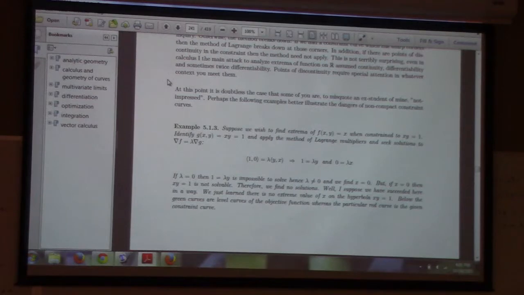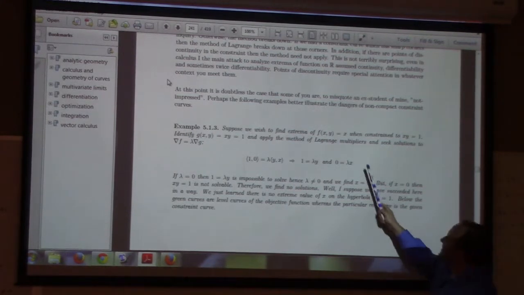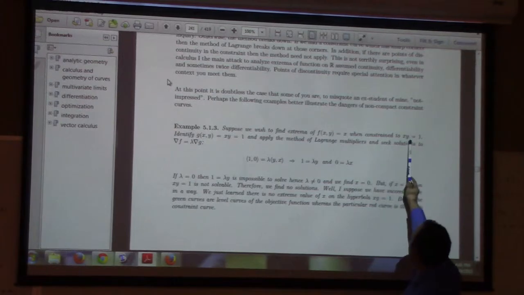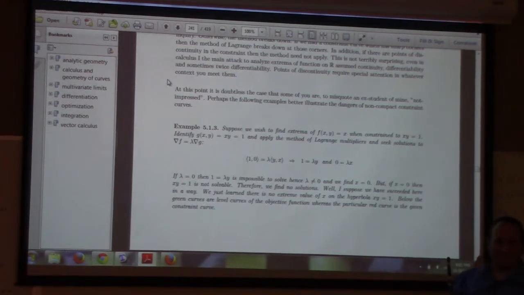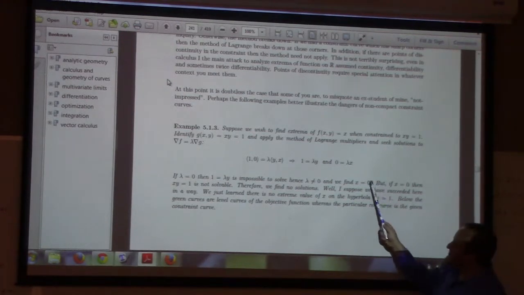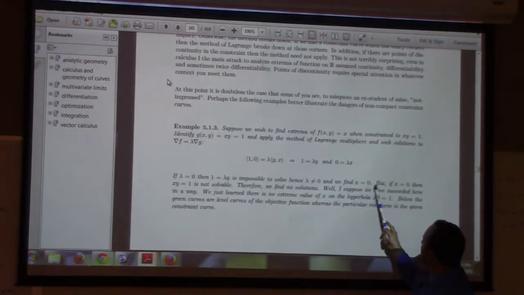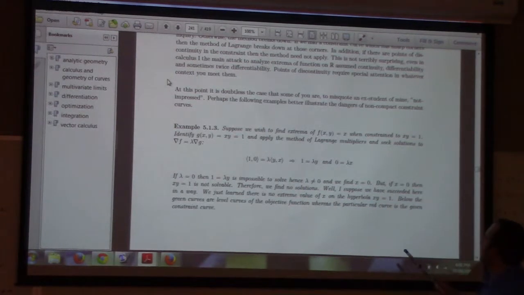Here's a stupid example of failure. Suppose you have f of x, y equals x, and it's constrained to xy equals 1. So my objective function is just the x function, and I'm constraining it to xy equals 1. Well, xy equals 1 goes on and on to the left and to the right. This should have neither a maximum nor a minimum. And yet, when you look at the Lagrange multiplier equations, what do you get? Oh, you get nothing. This is my non-example example. This is actually an example where Lagrange multiplier equations give you nothing, and there's nothing to find.